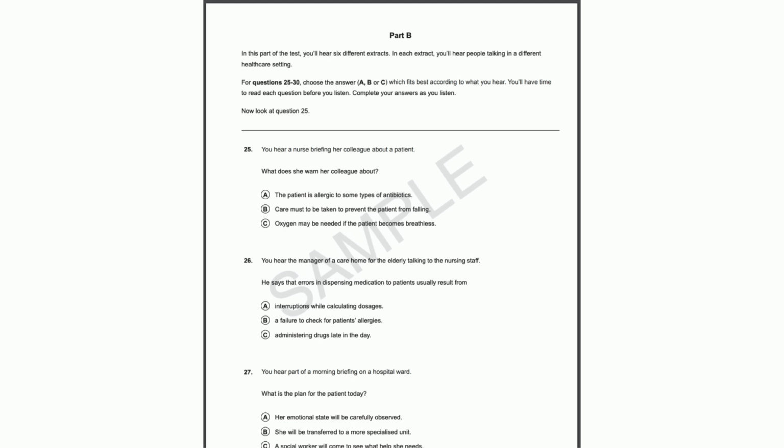Okay, listening part B looks like this. It looks very similar to reading part B, except this time, instead of reading a short extract, you'll be listening to a short extract. It can be a monologue, that is one person speaking, or a dialogue with 2 people speaking. Okay, so for example, with 25, you read the context statement. It says you hear a nurse briefing her colleague about a patient. So you're going to hear 2 people speaking, and then you see the question, what does she warn her colleague about? Okay, you'll be listening very carefully for the answer to that, and you'll be selecting A, B, or C.